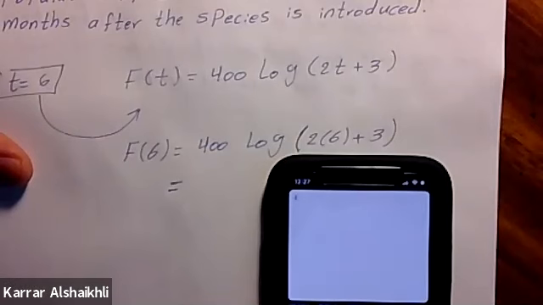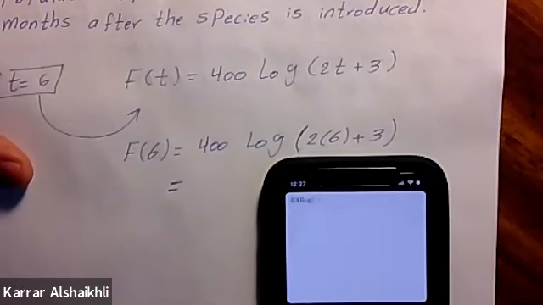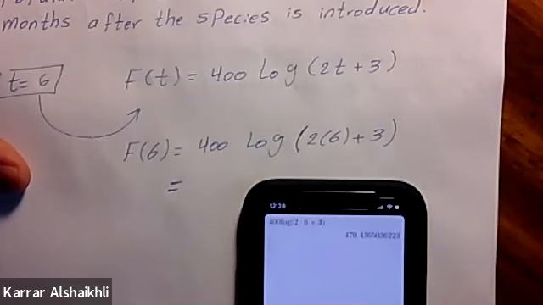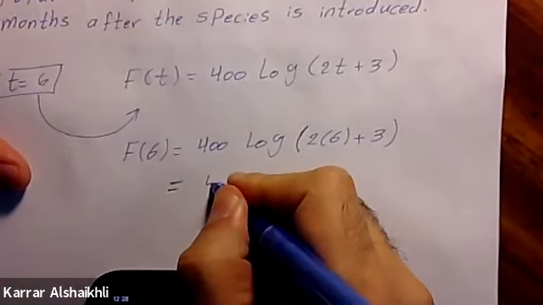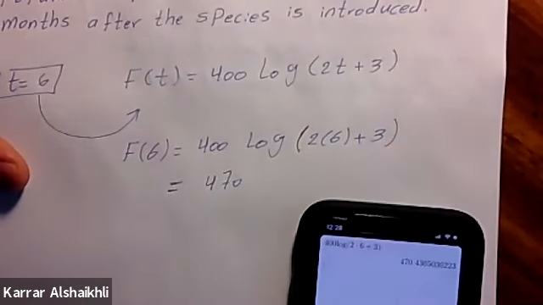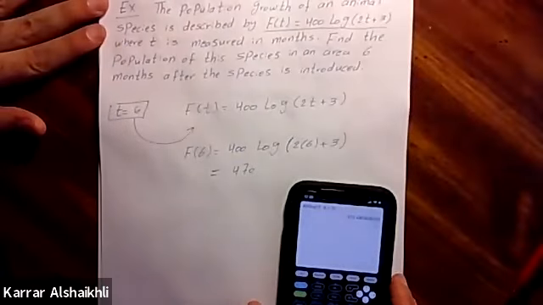You see, 400 log, let's open the parentheses already. I hope you can see it. I'm going to type 2 times 6 plus 3. Close the parentheses. The result is going to be this one: 470. If they didn't ask you to round the number, just write down 470. That's it. I don't have to round the result because they didn't ask me to round the number to a certain decimal. So that's it for this example.